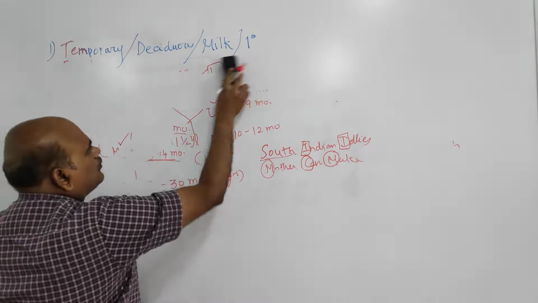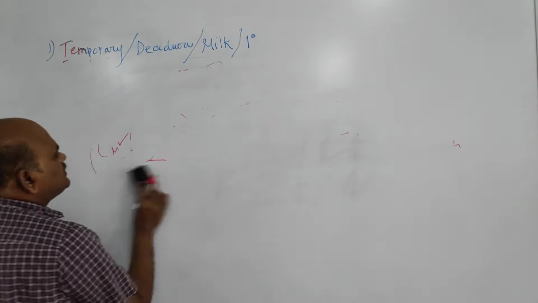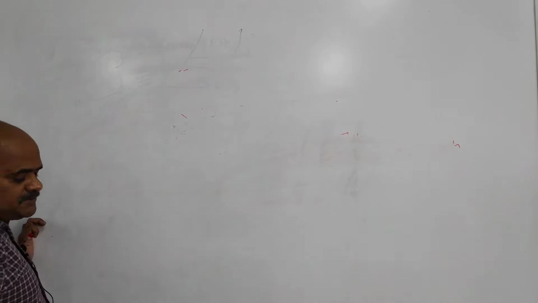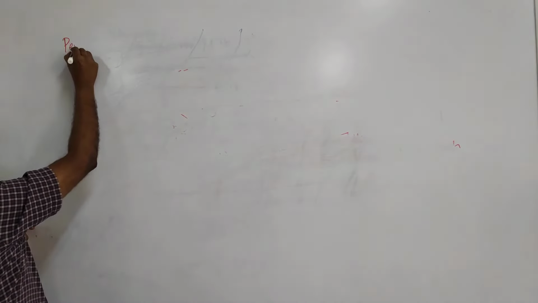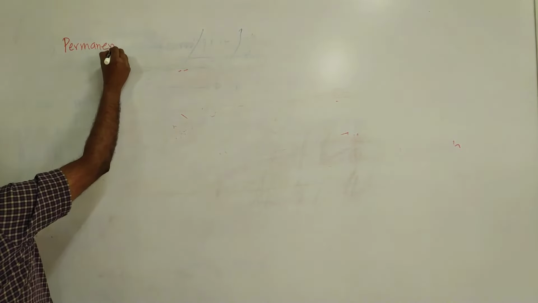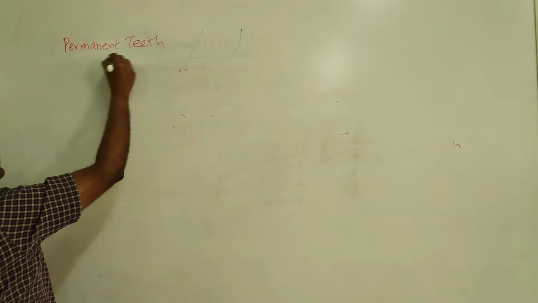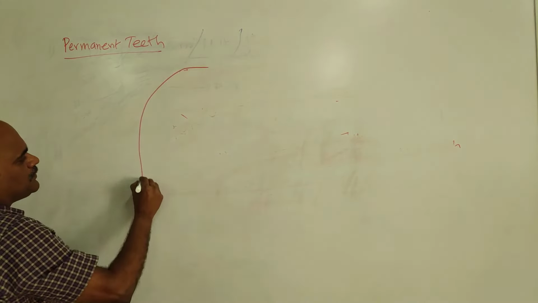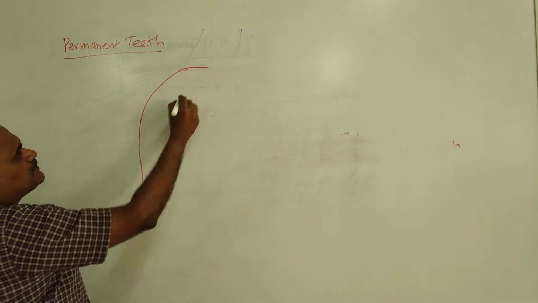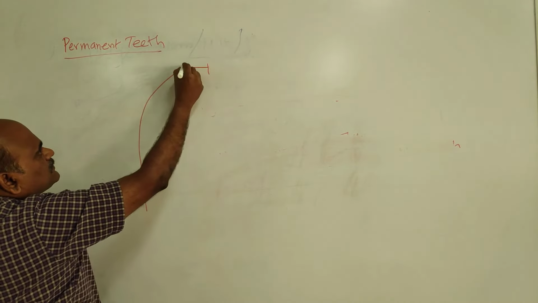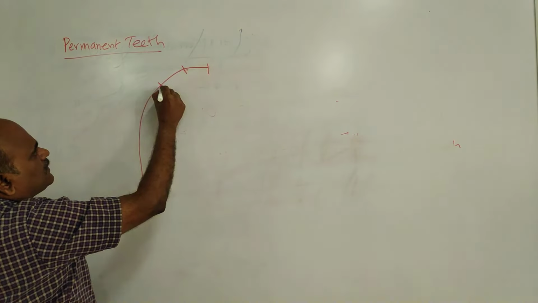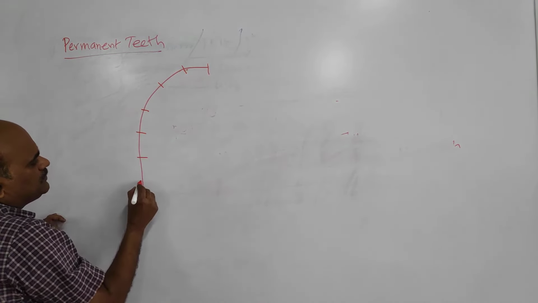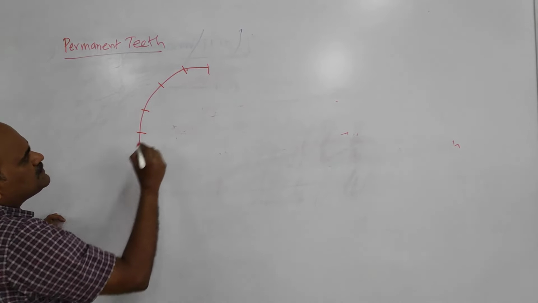Now, moving on to the age of eruption of permanent teeth. Next set, permanent teeth. Again, let me draw a quadrant, one quadrant. Central incisor, lateral incisor, canine, first premolar, second premolar, first molar, second molar, third molar, like this.